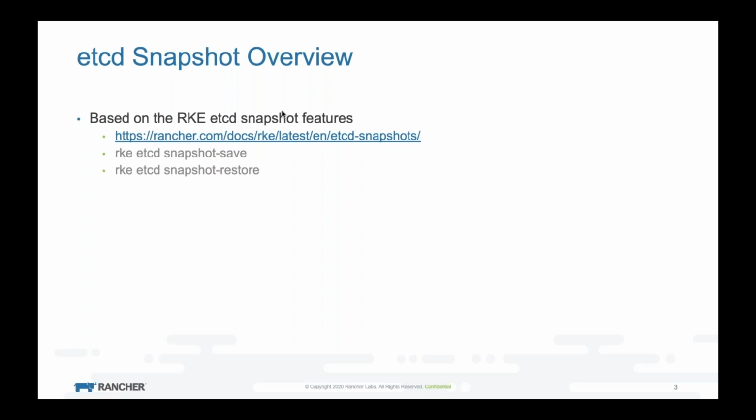There was an RKE etcd snapshot save and a snapshot restore functionality. This functionality let you do some very simple things. It would grab your etcd database and export it to the local file system, or it had options for you to point it to an S3 storage bucket, and you could use this to set cron jobs, things like this, to automatically download your etcd snapshots and then push them somewhere.